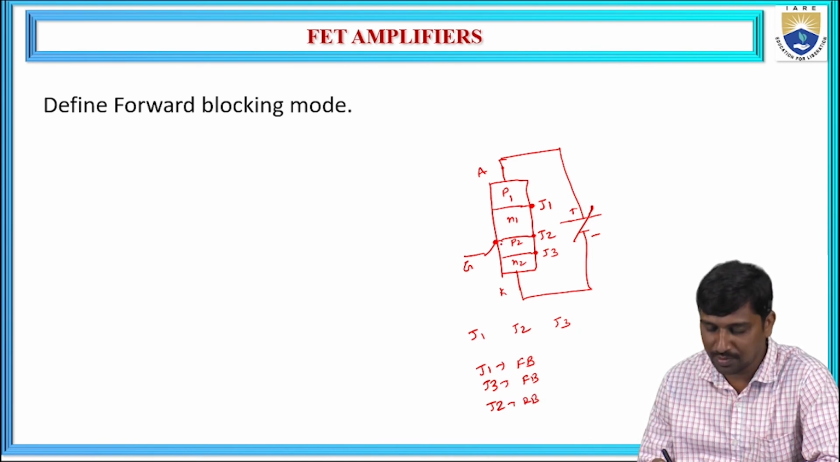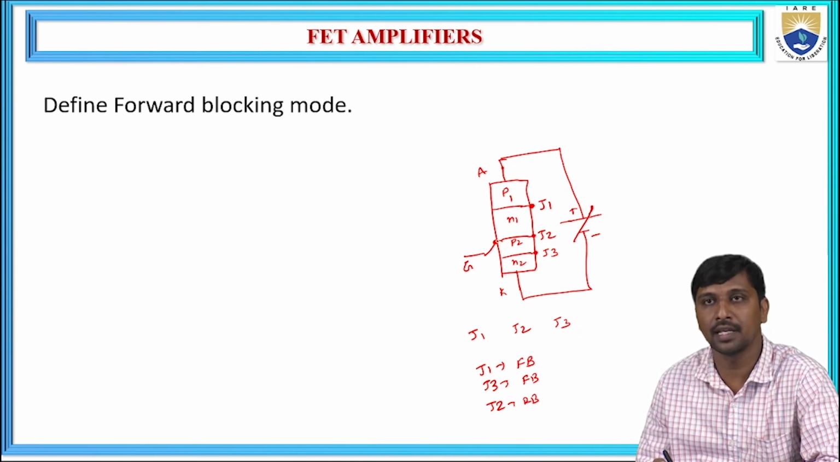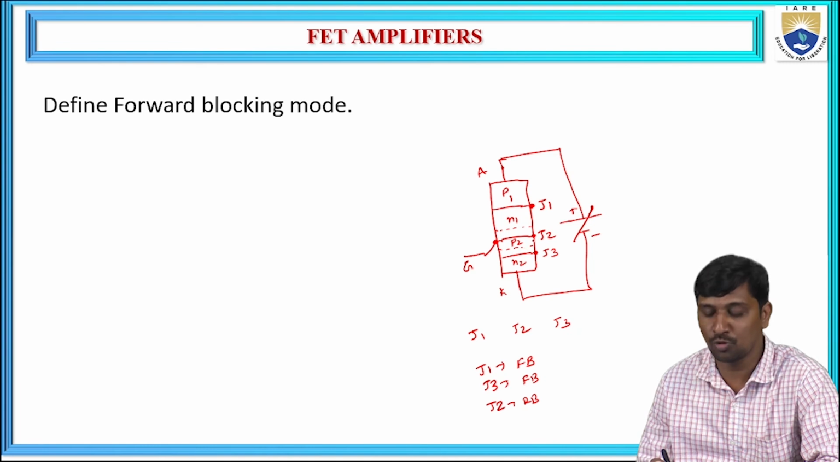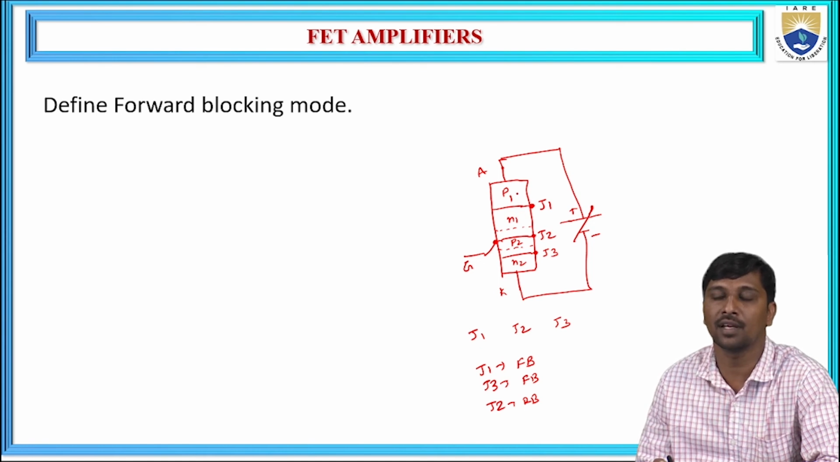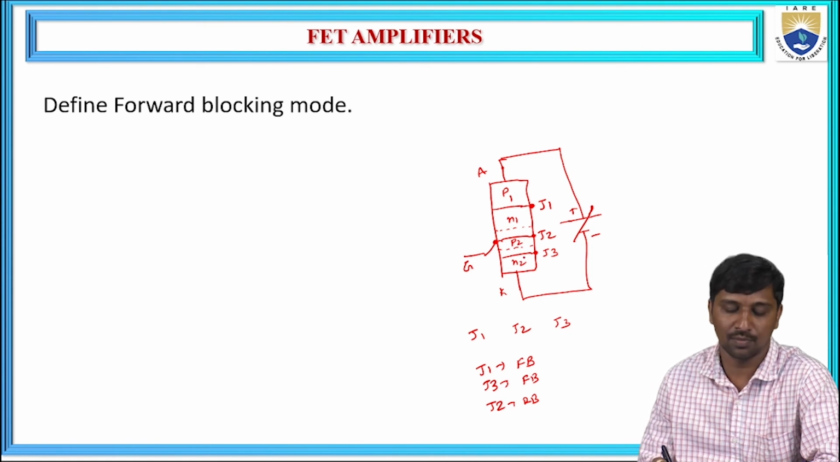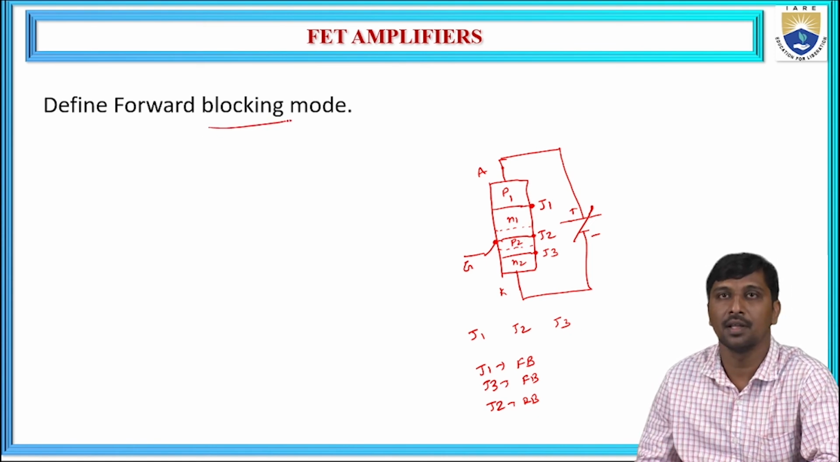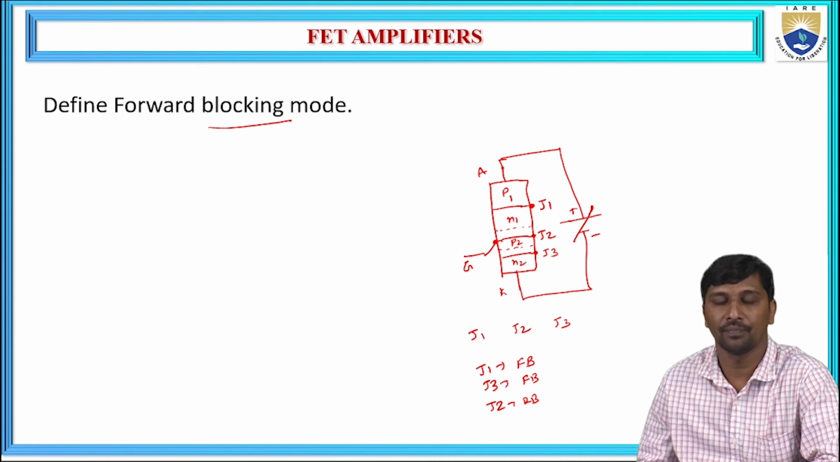If J2 becomes reverse biased, the depletion region at this junction increases. Hence, it does not allow the movement of the charge carriers from the cathode to the anode, and so there is no conduction from anode to cathode. That is the reason that, at this point, the SCR is in a non-conducting state, or off state. This mode is called the forward blocking mode.